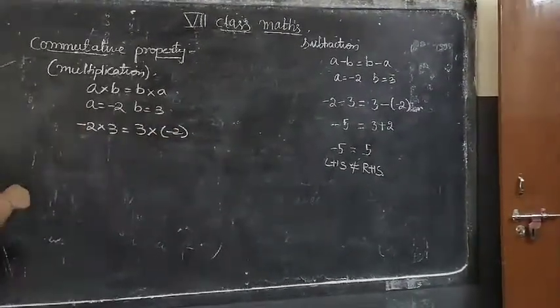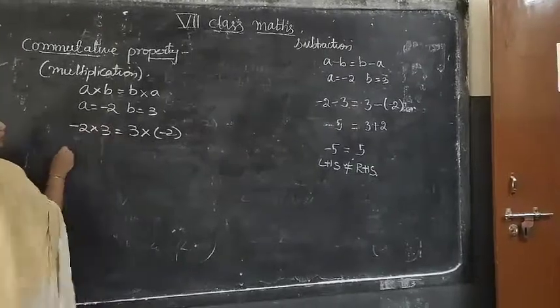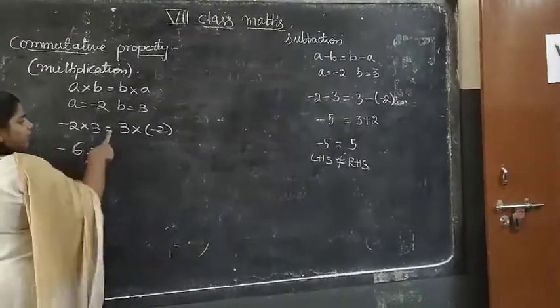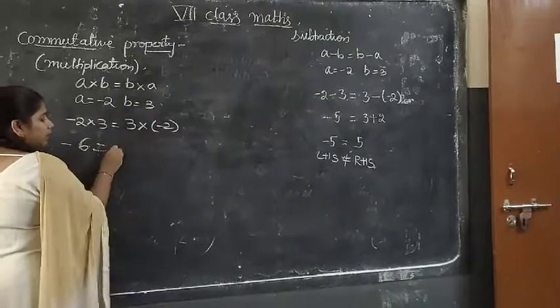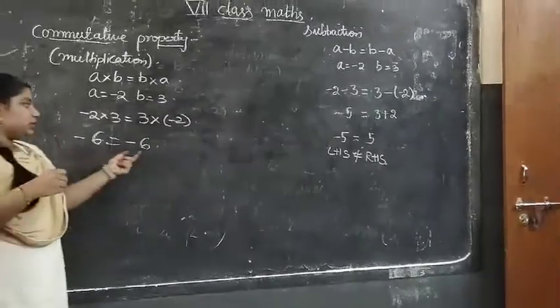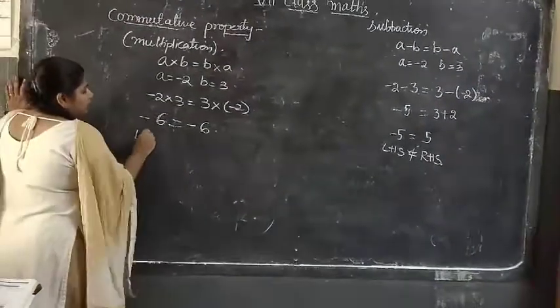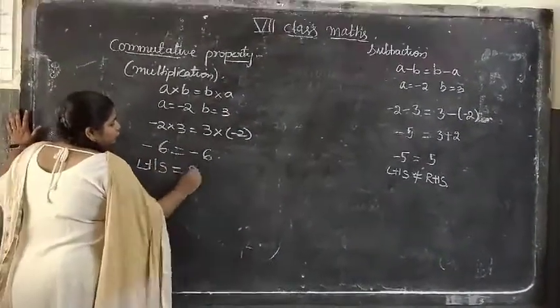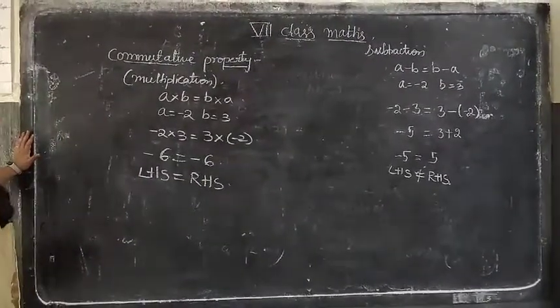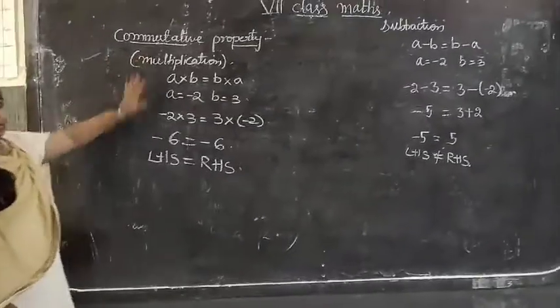Now multiply the values. Minus into plus will be minus; 2 threes are 6. In the same way, plus into minus will be minus; 3 twos are 6. So -6 equals -6. That is, LHS is equal to RHS. Now we can say that the commutative property is satisfied under multiplication also.